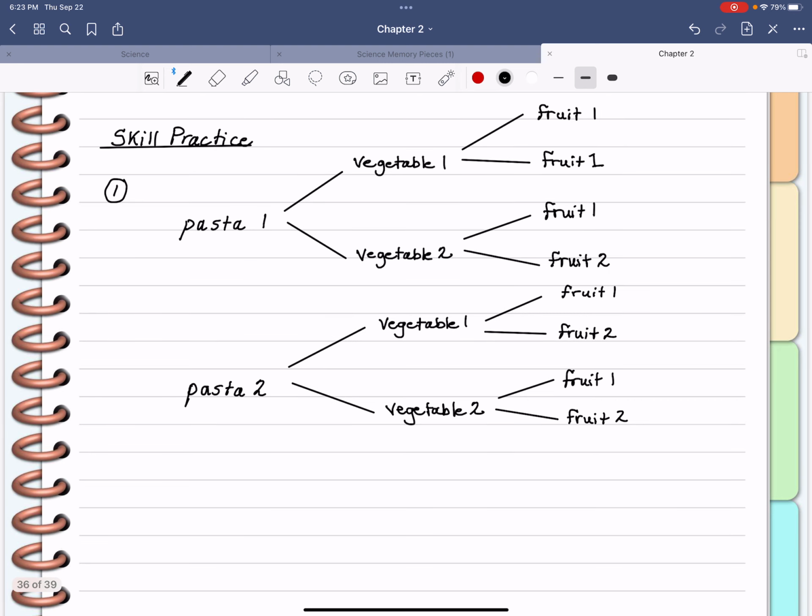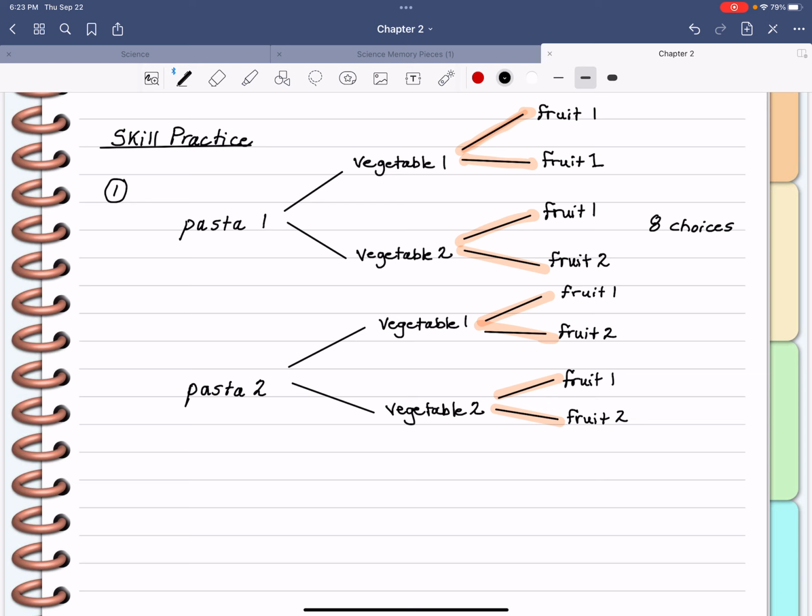Now, with the tree diagram, I'm not even sure I told you this. The way to know all of the options is to count the last row of branches. So there's 1, 2, 3, 4, 5, 6, 7, 8. So Hillary has 8 choices using those criteria. She chooses a pasta, and then a vegetable, and then a fruit. She could do it in an opposite order. She could choose the fruit first, and then the vegetable, and then the pasta. She could choose the vegetable first. It doesn't matter. You will still get 8 choices.